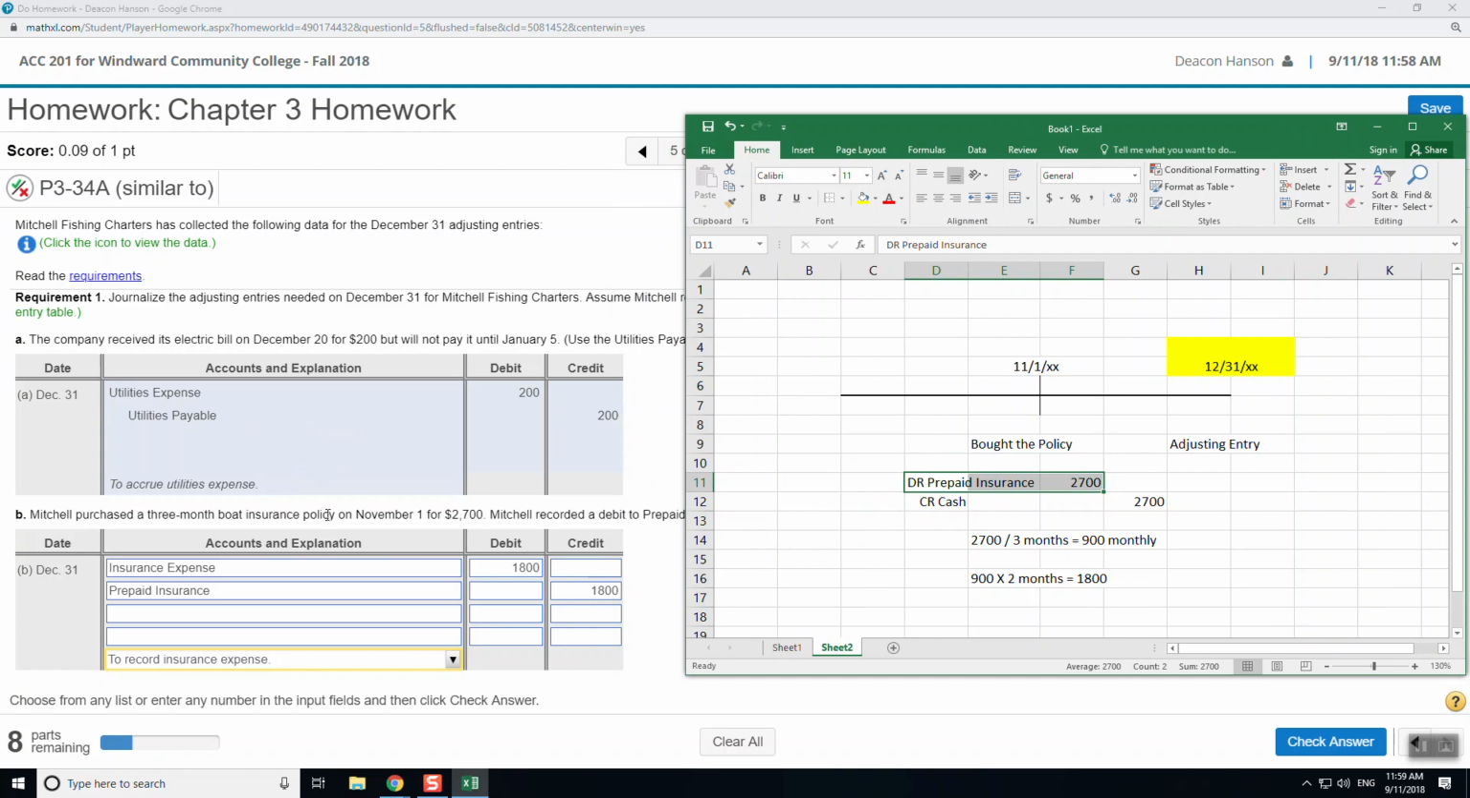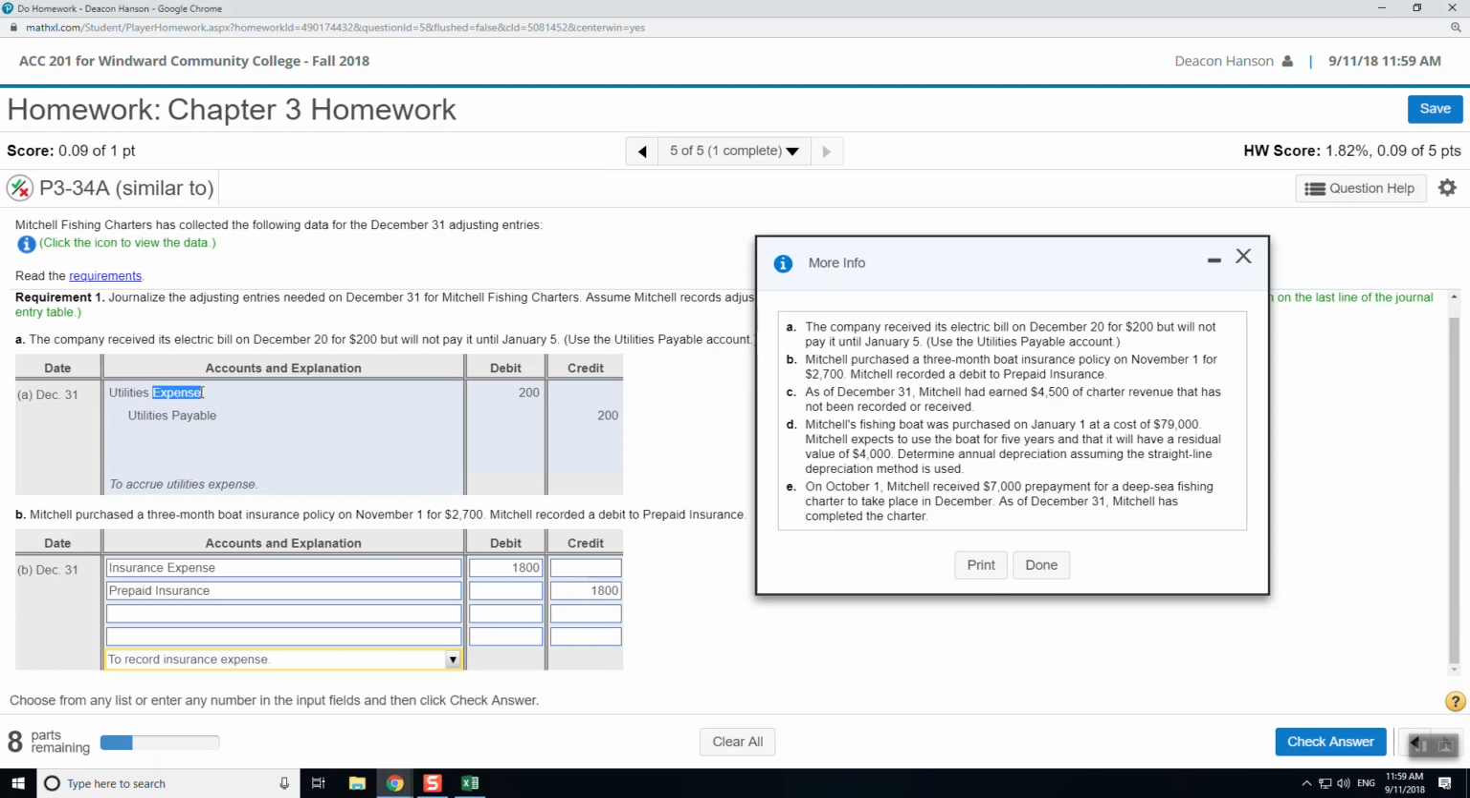The other thing about adjusting entries is there's always going to be a balance sheet account and an income statement account involved. Just review real quick, right? Income statement is the expense, balance sheet is the payable, right? Over here, insurance expense is the expense.